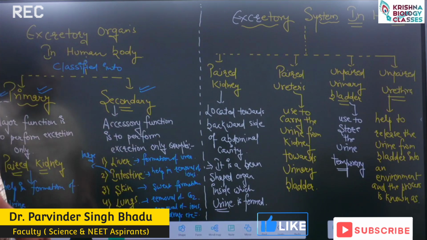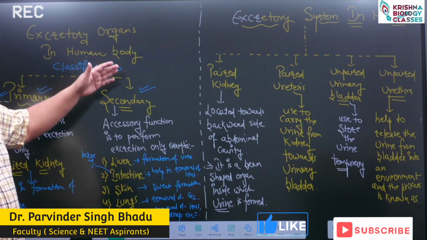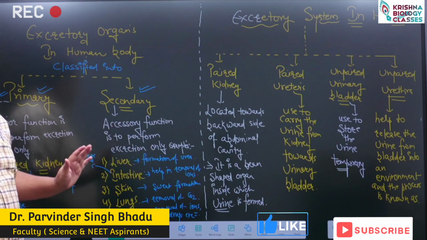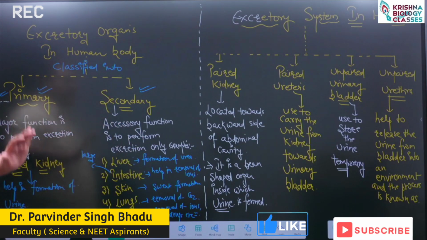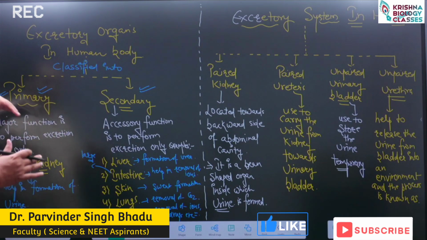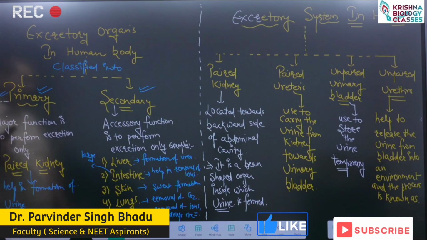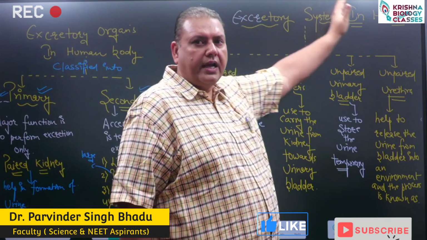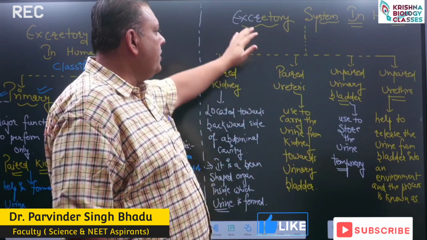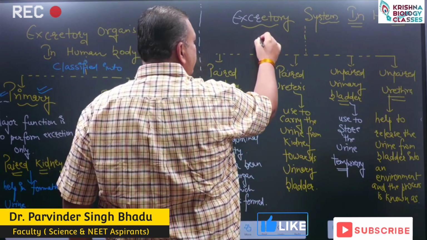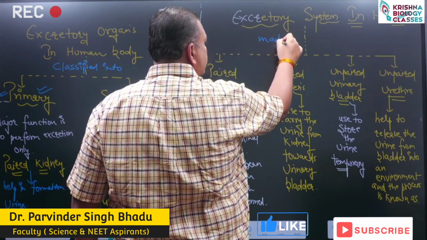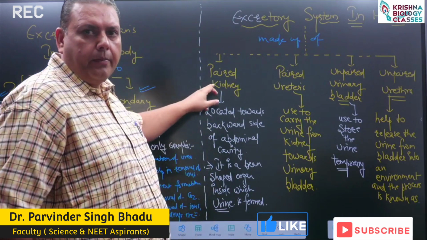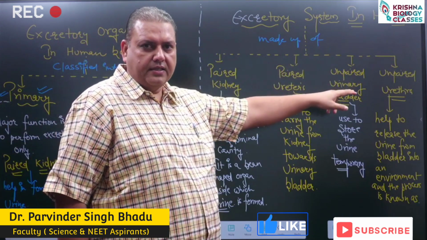So they perform several different important functions, but along with it they also help in the removal of metabolic waste, so they are named secondary. Primary organs' major function is to perform excretion only. Now, when we discuss in detail the excretory system of humans, we say that this system is made up of paired structures and unpaired structures.